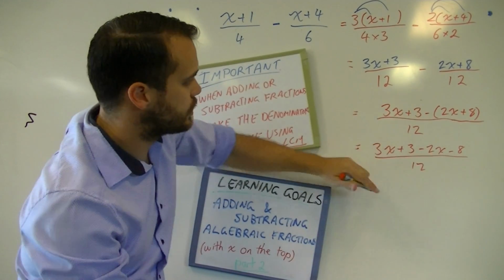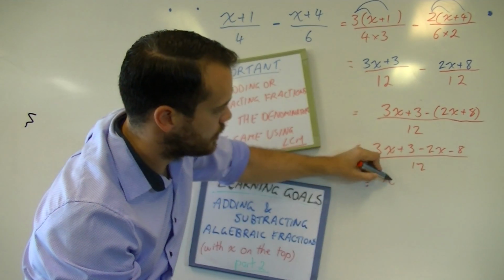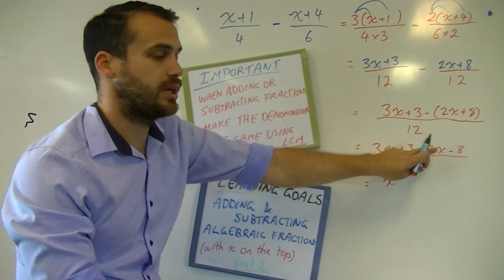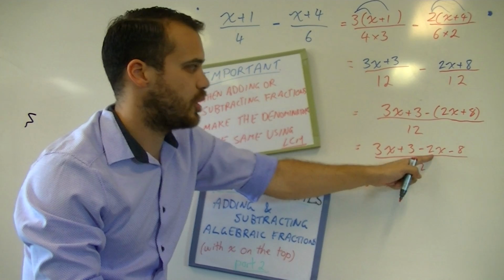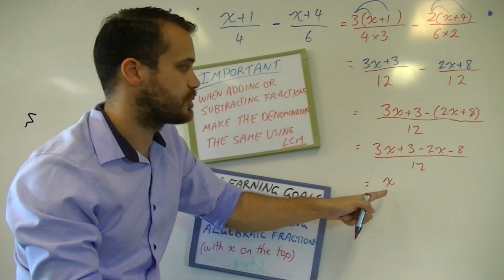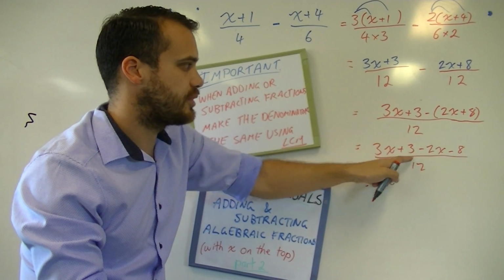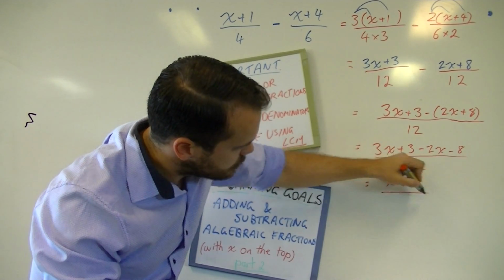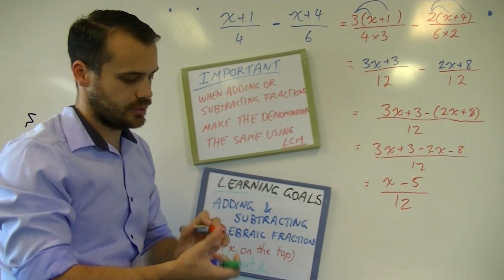Now 3x minus 2x, that's going to give us x. Right here what I'm doing is grouping like terms. So 3x minus 2x, that's going to be 1x, or just plain old x. Now positive 3 minus 8 will give me minus 5. And that's all going to be over 12.